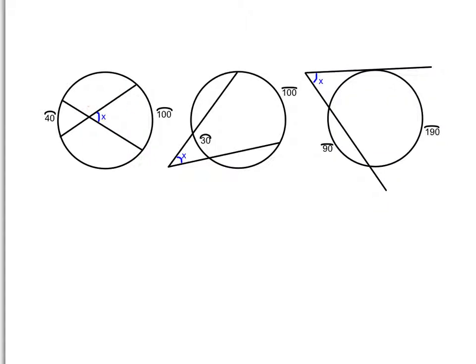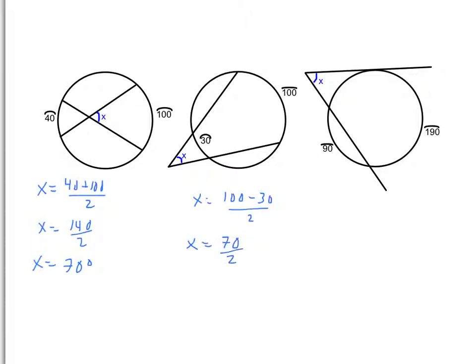So in this first one we have two intersecting chords, and the theorem for that is the average of the two angles. So we see here that that's 140 over 2, so that angle is 70 degrees. And the next one over here, we have a couple secants. We have this exterior angle, and the formula for that is the far minus the near over 2. So on that one we're going to get 70 over 2, and x is 35 degrees in that one, which looks believable.